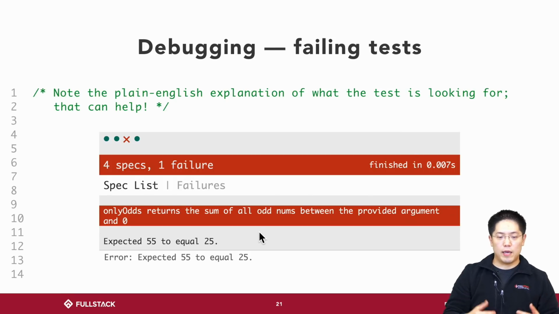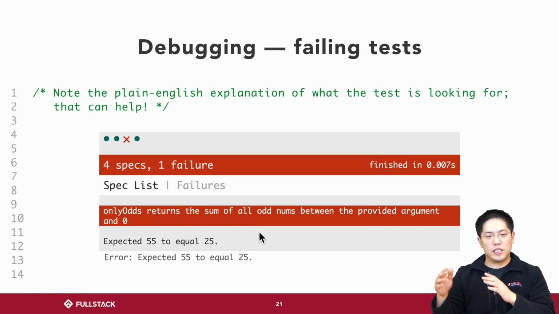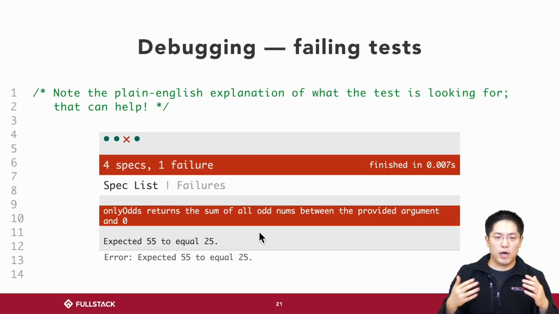And so oftentimes you just want to make sure that you are thinking the right way, right? You're thinking that, hey, I'm adding up the odd numbers, because the test might say expect only odds of 10 to equal 25. That's not necessarily what's going on. The English explanation is where you should get that information from.